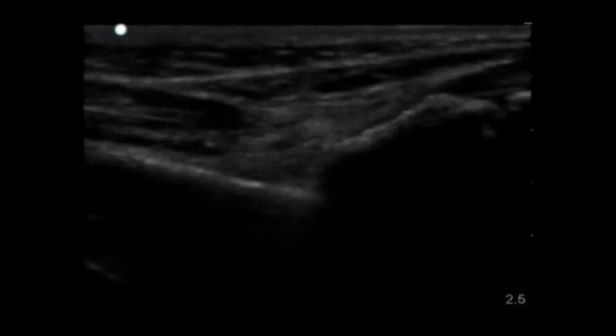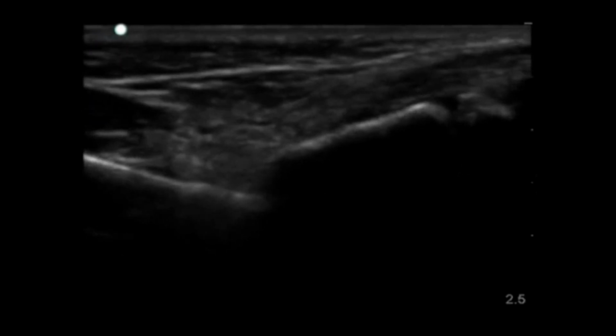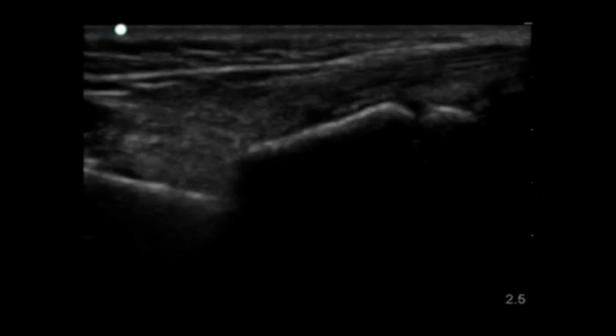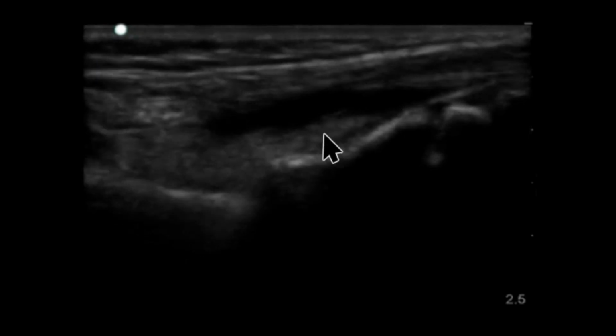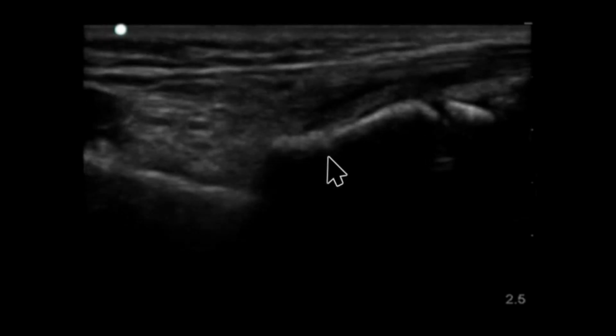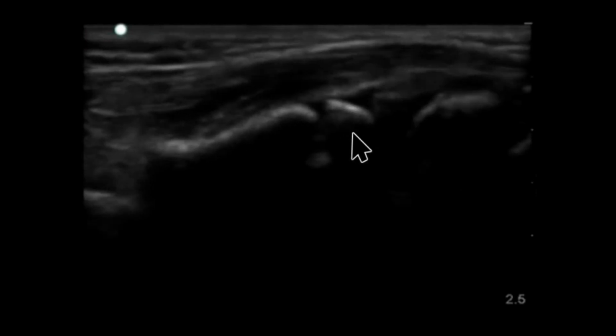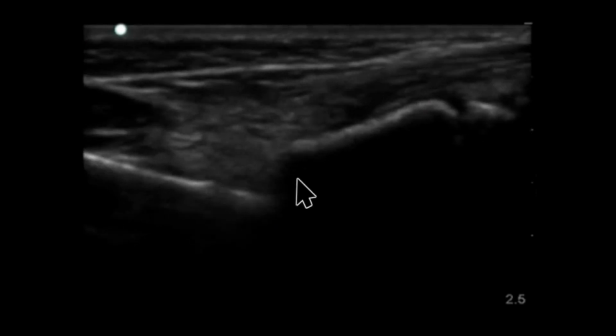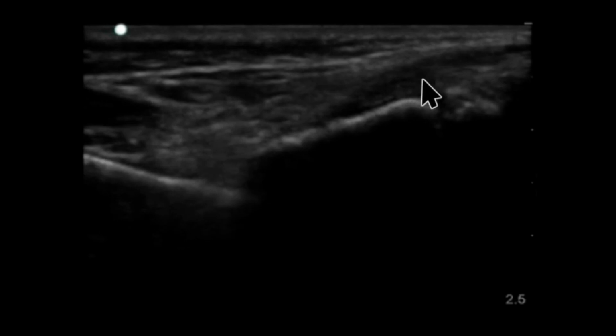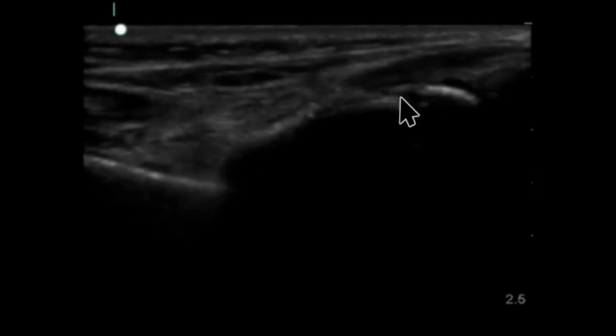Here's another example of a distal radius fracture. One can see the angulation of this bone compared to this bone segment up here. So this is the fracture line seen here. And actually distally we see this joint space.